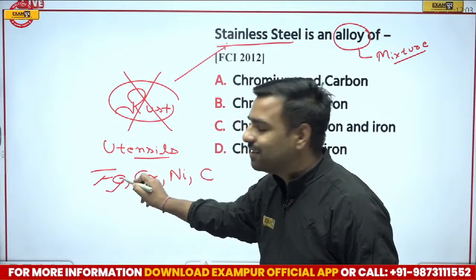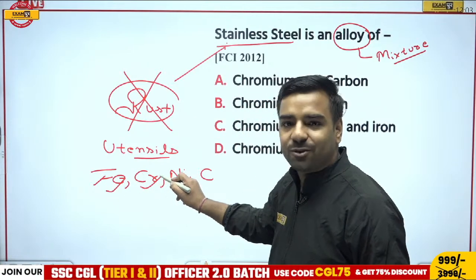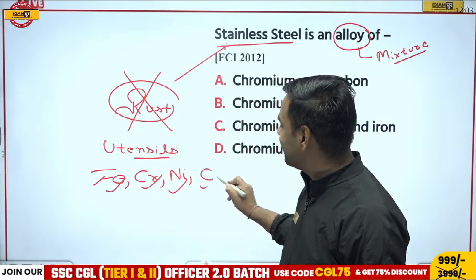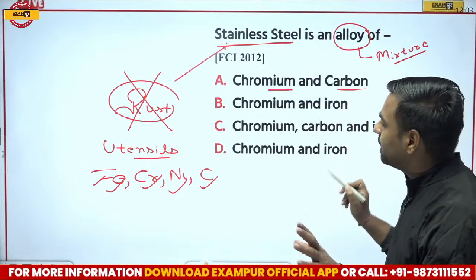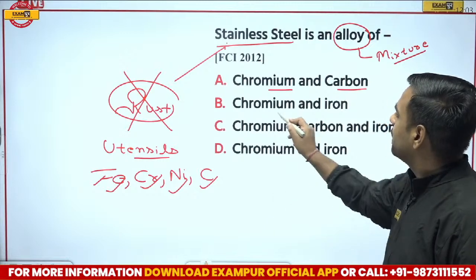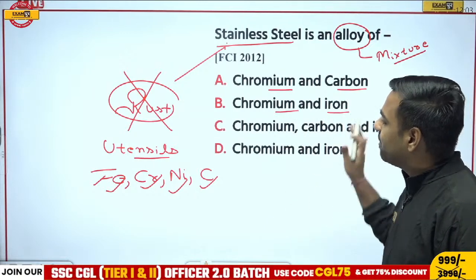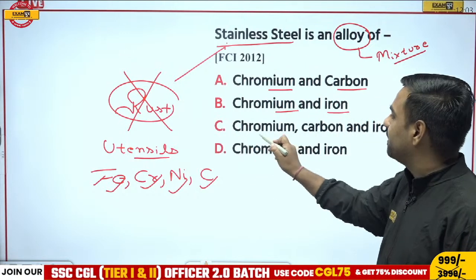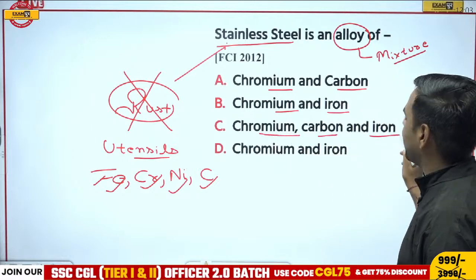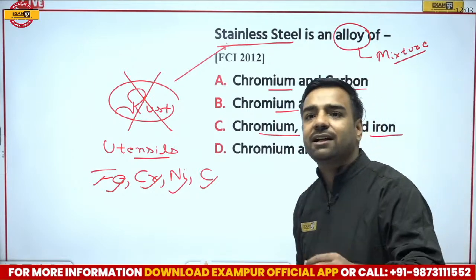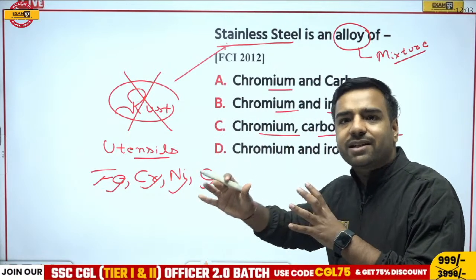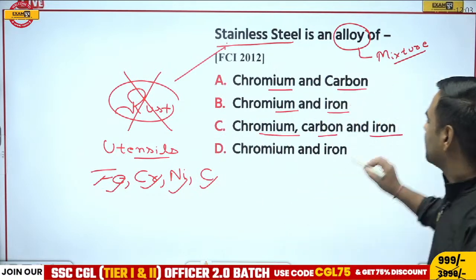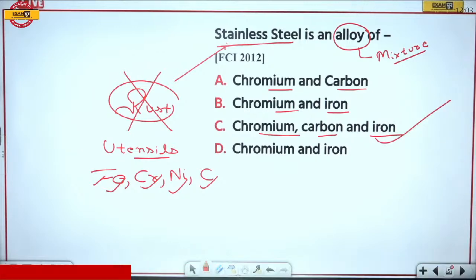Now this is the trick. Fe, iron; Kar, chromium; Ni, nickel; and C, carbon. If I go with these options, chromium and carbon is correct. Chromium and iron is also correct. But if I go with the best answer, that would be chromium, carbon, and iron. And that's why we will say that option C is correct. Got my point? All these tricks are very, very important. So yes, option C is correct over here.